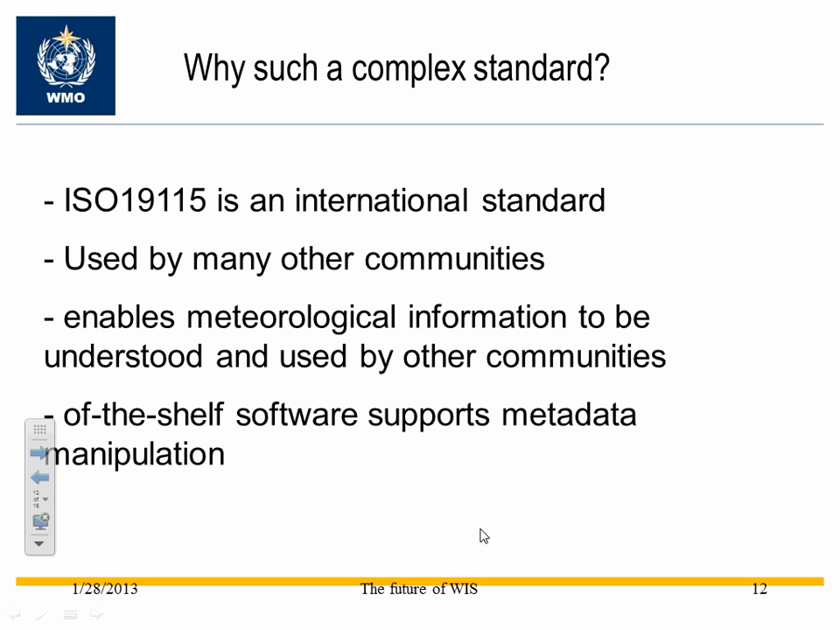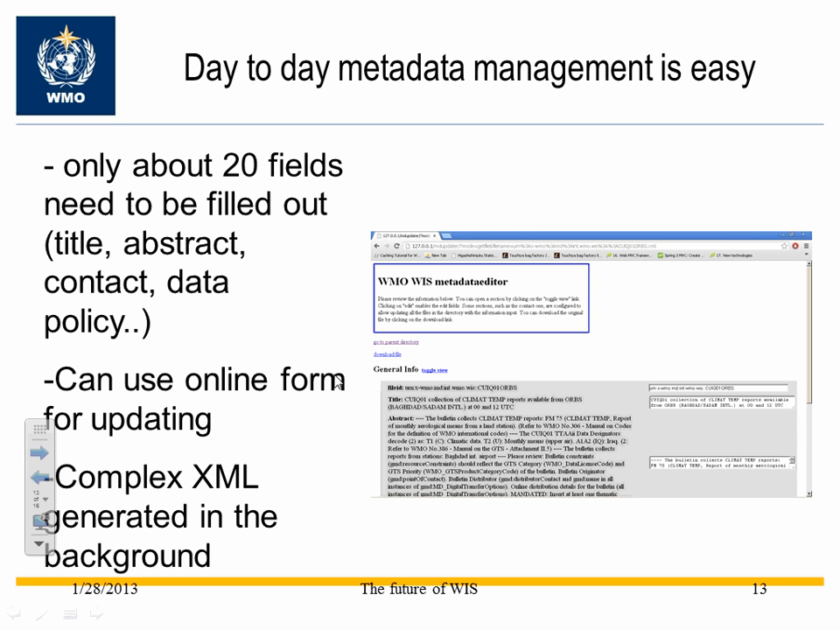So that is the reason why the ISO standard was adopted for the management of the discovery metadata. However, now you don't need to worry about this complex standard. In the day-to-day activities, you don't need to mess around with these 300 elements. It is really so that only about 20 fields, very pragmatic fields, title, contact, data policy, where can I get the data, etc., need to be managed.